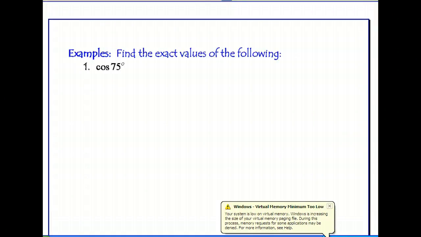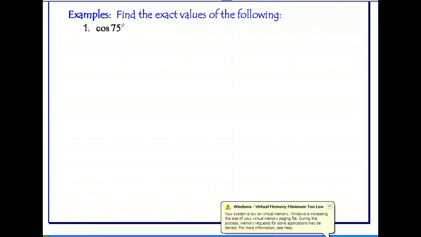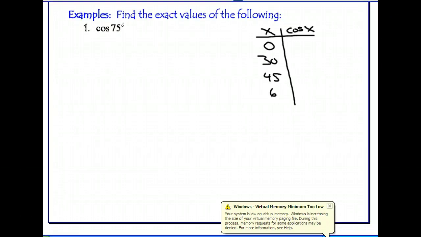All right, so let's try one of these. Oops, did I skip one? Let's try the cosine of 75 degrees. And again, you think immediately to your chart, and we had x or theta, and let's get the cosine. And in our chart, we had a 0 and a 30 and a 45 and a 60 and a 90. Remember that chart? And actually, I should make the chart a little more extensive. It shouldn't just be the cosine.